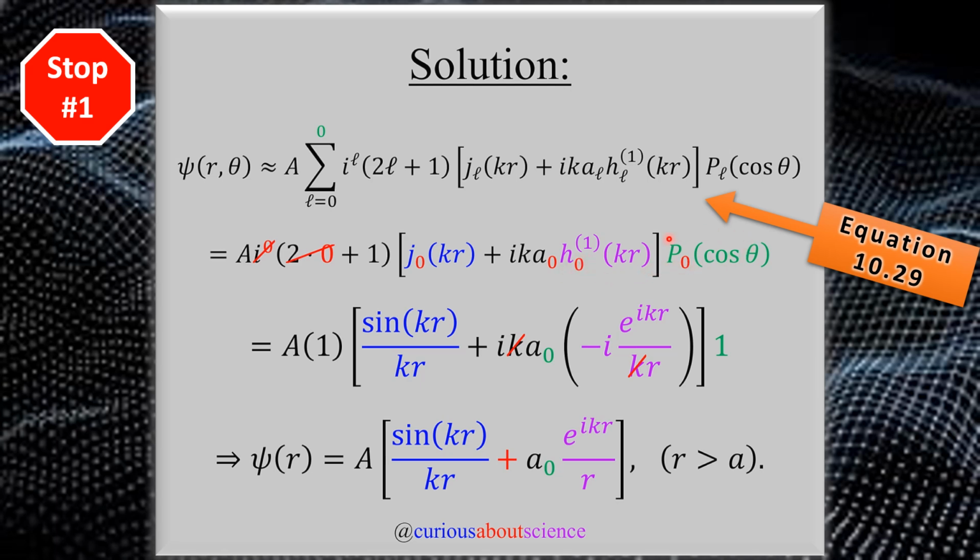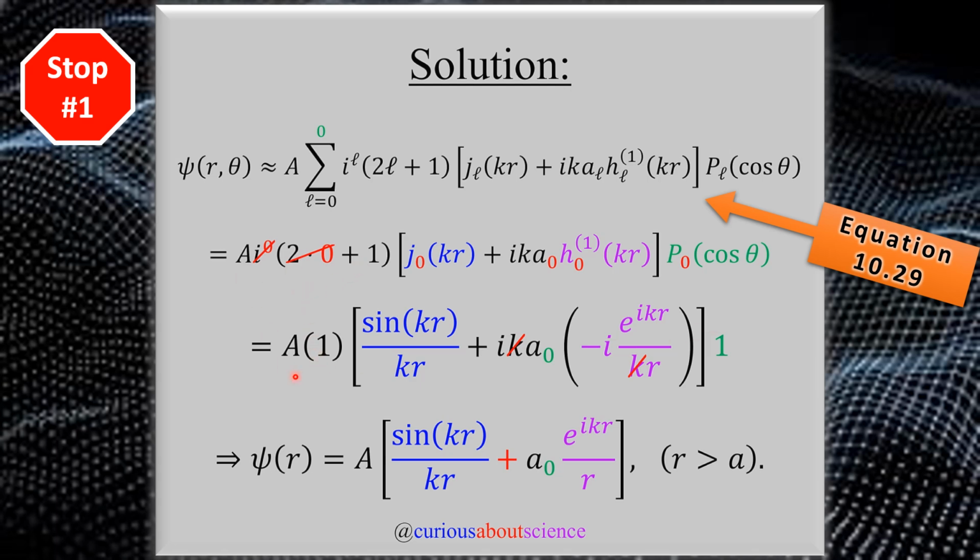And of course our old friend P0, 0th order, is the Legendre polynomial, found in table 4.1. Thankfully, since we only need the 0th order, we just get sin(kr)/kr, then we get negative i e^(ikr)/kr, and the Legendre polynomial is just 1 there, so we're good to go.